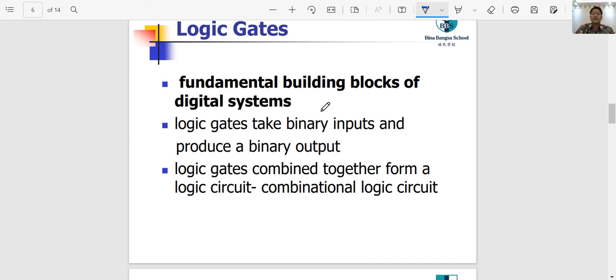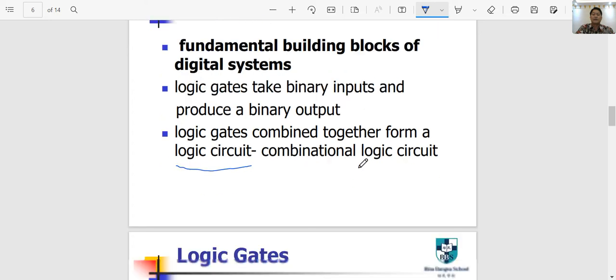Logic gates take binary inputs and produce a binary output. Of course, we're going to discuss that later on. And logic gates combined together form a logic circuit. So we're going to demonstrate this in our series of lectures with regards to logic circuits and design. And that is also considered now as the offshoot of combinational logic circuits. All right.